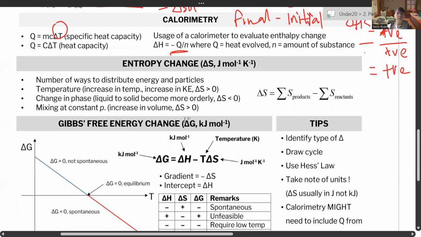So next is entropy change. Entropy change has a symbol delta S and has common units joules per mole per Kelvin.